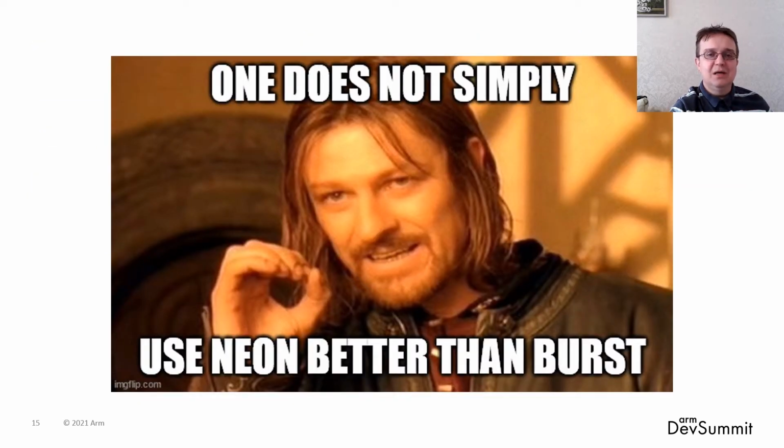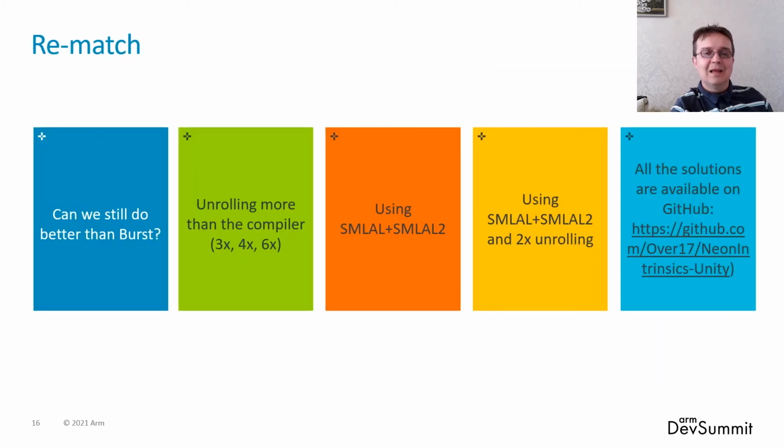Handwriting simple Neon code doesn't necessarily mean it will perform better than what Burst generates for you by default. One of the reasons for that is that Burst did loop unrolling because it knew that the architecture of modern CPUs allows for parallel execution, so it can handle more loads and more calculations at the same time. Let's try to beat the Burst compiler this time.